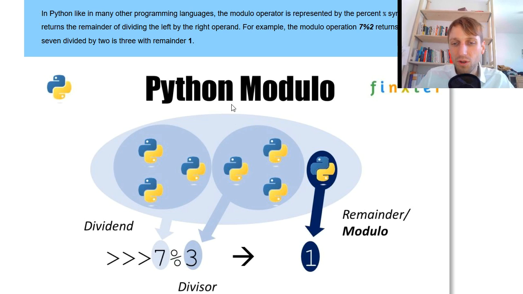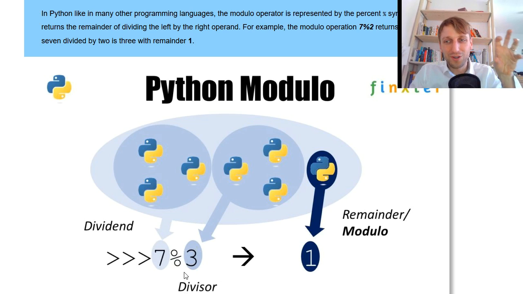So the Python modulo operator is one of many arithmetic computational methods in Python that you can use right out of the box without importing anything, and it calculates the modulo of a certain computation. So what is the modulo? Modulo is just a fancy name for remainder. You have a division operation with two operands: the dividend, which is the first operand of the division, and the divisor, which is the second operand of the division.